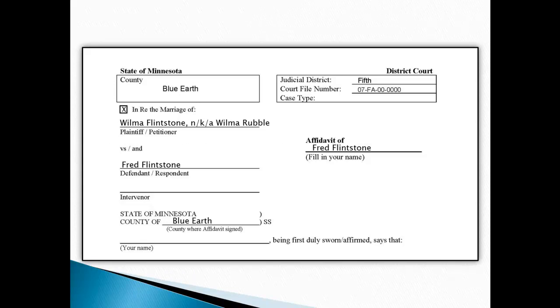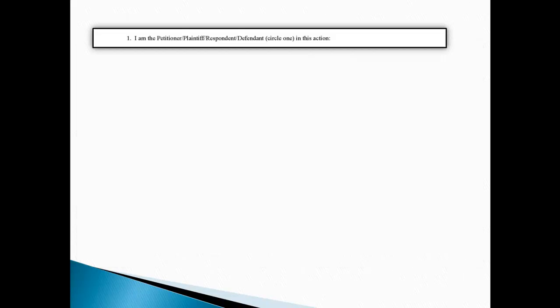Print your name on the line under the words affidavit of on the right side of the page. Then print your name again on the line under the affidavit block. For paragraph 1, if you are the petitioner or plaintiff, then circle that pair of words. If, like Fred, you are the respondent or defendant, then circle that pair of words.